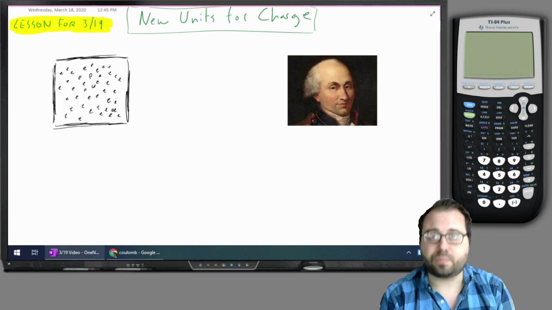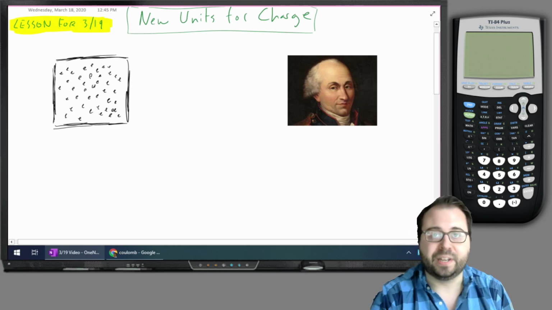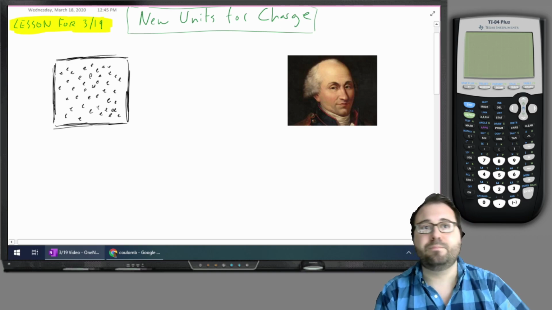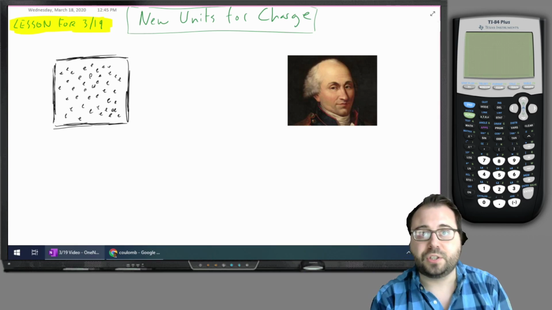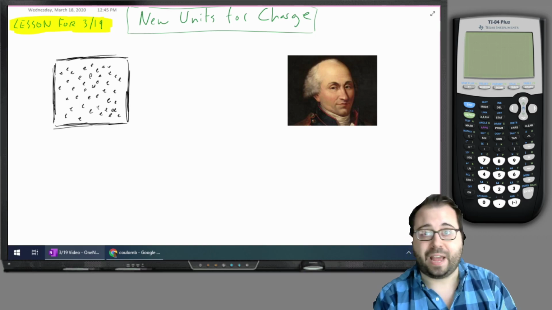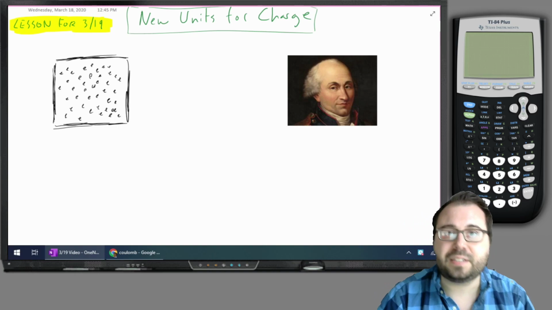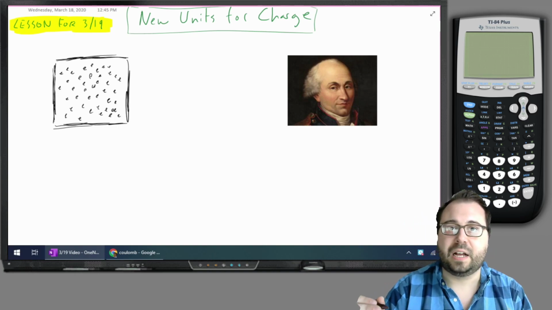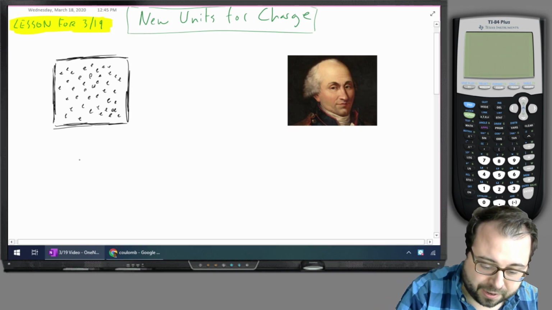So the problem with this is we're dealing with a tremendous number of electrons in real life. Real life objects have millions upon millions upon millions of electrons. So just to give you an idea, a possible charge of our Van de Graaff generator, which was negative, would have had about this many electrons on it. So I'm just going to go ahead and start writing this number here. You guys ready? Here we go.